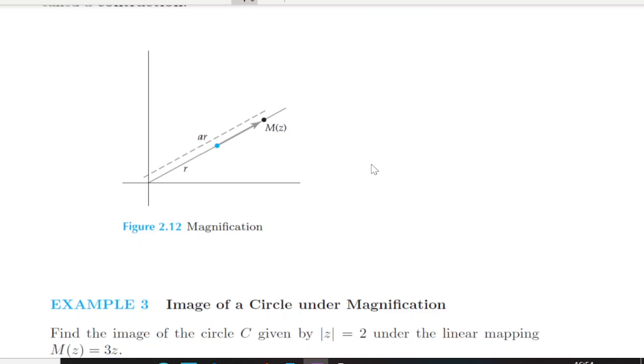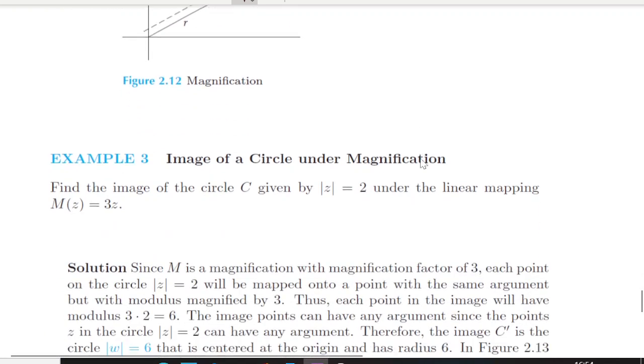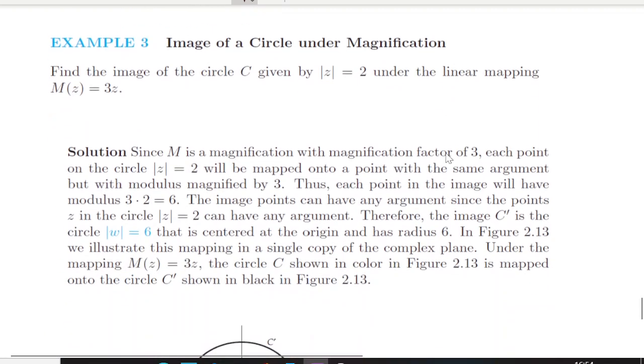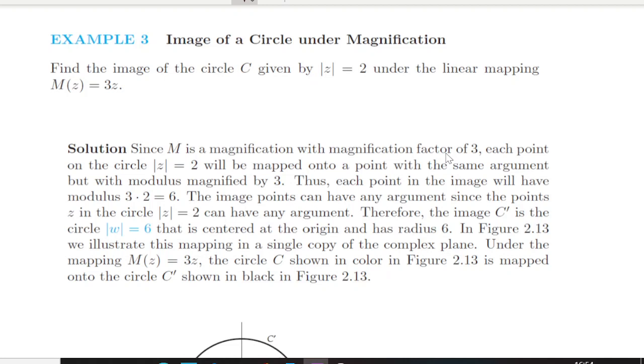Now we can have an example here, the image of a circle under this magnification. Find the image of the circle C given by mod z equal to 2 under the linear mapping m of z equal to 3z. So mod z equal to 2 means you are having a circle of radius 2, am I right? With the center 0, 0, and of radius 2. So what should be the equation of this?